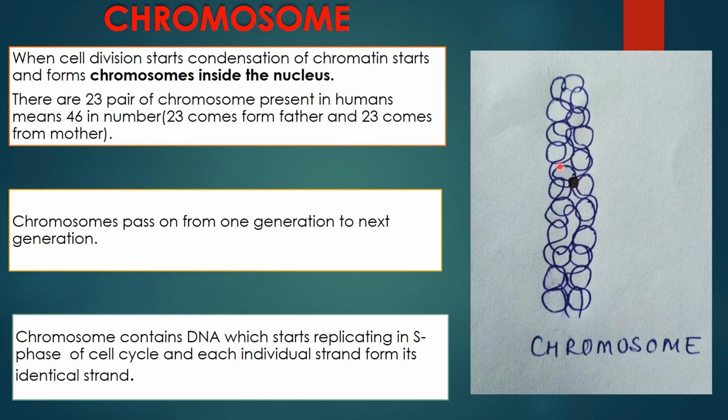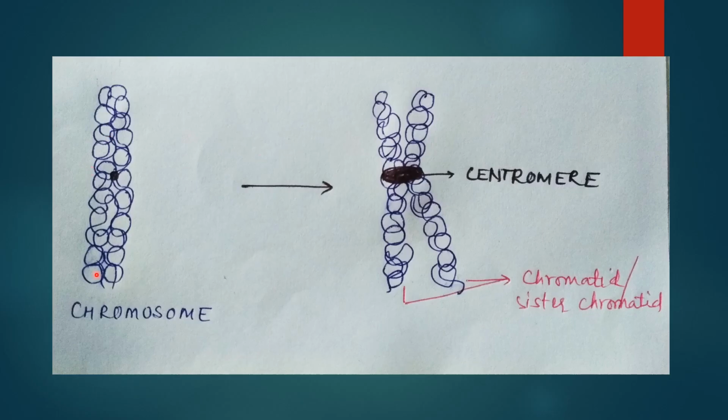Now we all know that chromosome contains DNA, and DNA's property is to replicate itself, and DNA replicates itself in the S phase of the cell cycle and forms its identical strand. Each strand forms its identical strand after the replication. As you can see in the picture, this is the chromosome, and after the replication they have formed the identical strands and they are known as the chromatids, and these strands are joined at a point known as the centromere.